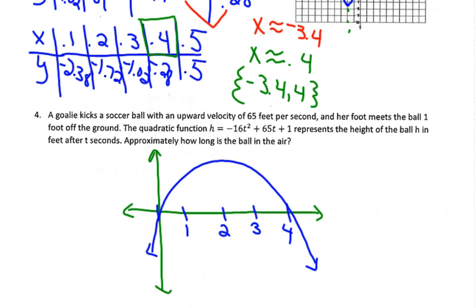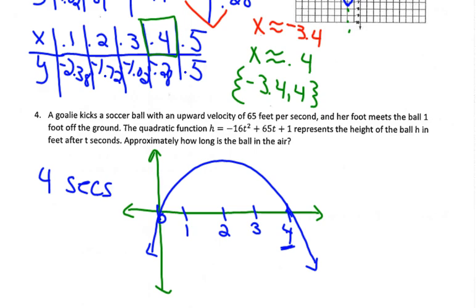So how long is the ball in the air? Well, it's how many seconds. It starts here, and it's in the air, in the air, in the air, on the ground again. So the number of seconds went from 0 to 4 seconds. How long is the ball in the air? 4 seconds. So that's using a real-life situation and its graph to help us solve it.